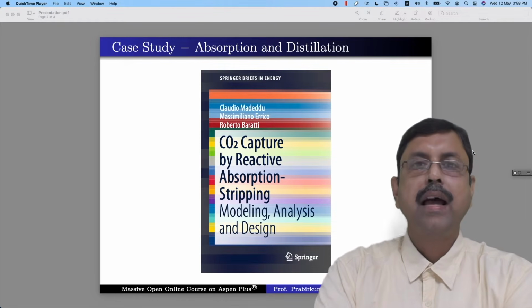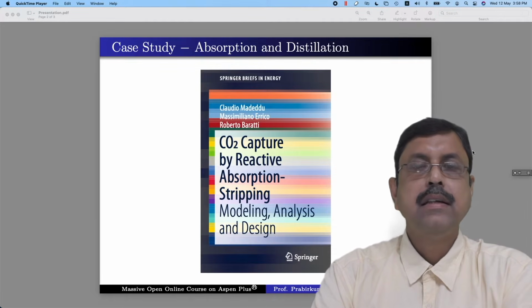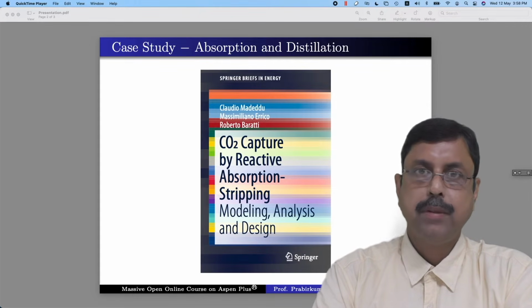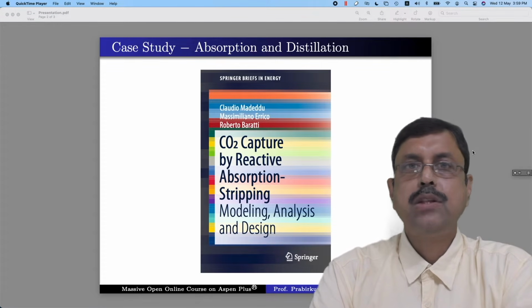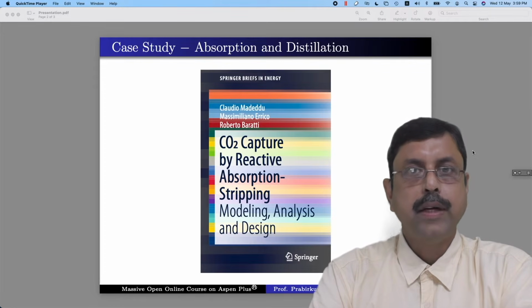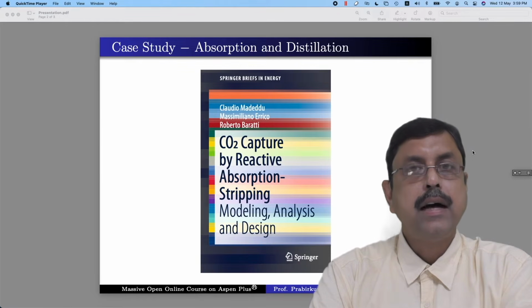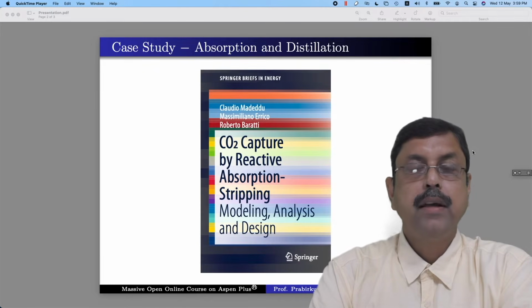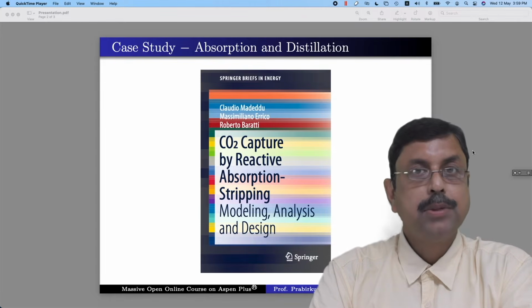In this week, we are supposed to perform a case study, two case studies in fact. One is on absorption, the other one is on distillation or stripping. Now, I have chosen a problem in which both these unit operations can work together. Individually, we have learned these two unit operations in other case studies which we have performed earlier. But in this particular case study, we shall take reaction mechanism into these unit operations. In other words, it will be reactive absorption and stripping.